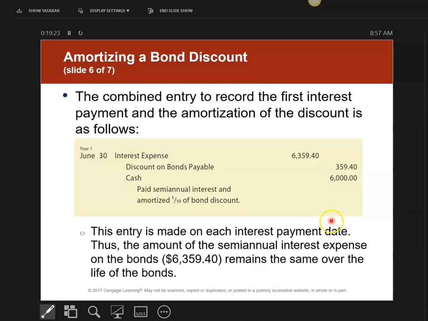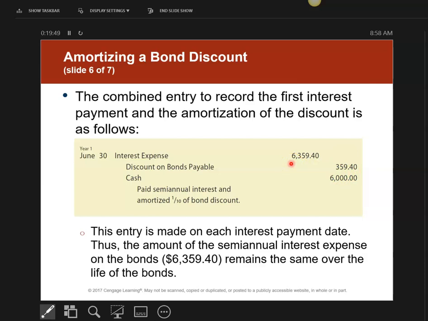Here's an example. So here's the cash I'm going to send you, $6,000. That will never change. You're always only going to get $6,000. Discount on bonds payable, here's the credit for $359.40, which is 1/10 or 10% of the total that was in there. And I add the two together to get my interest expense.